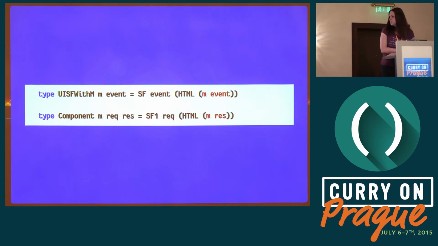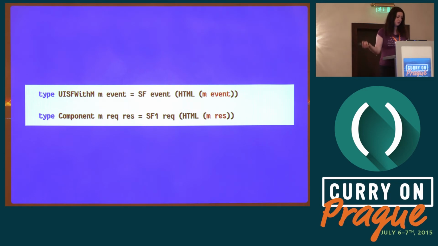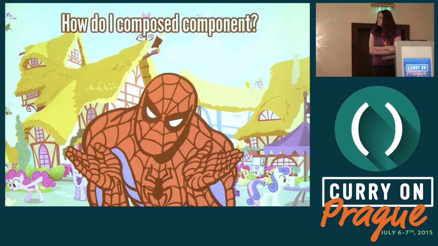We take these signal functions and we make a component out of them. A component clarifies this. We still have the M, because we got to add the M. And you got a request and a result, which is essentially the input type and the output type. So we're clarifying that the input and the output types can be separate and will be with subcomponents. So that leads to the question, how do I compose components?